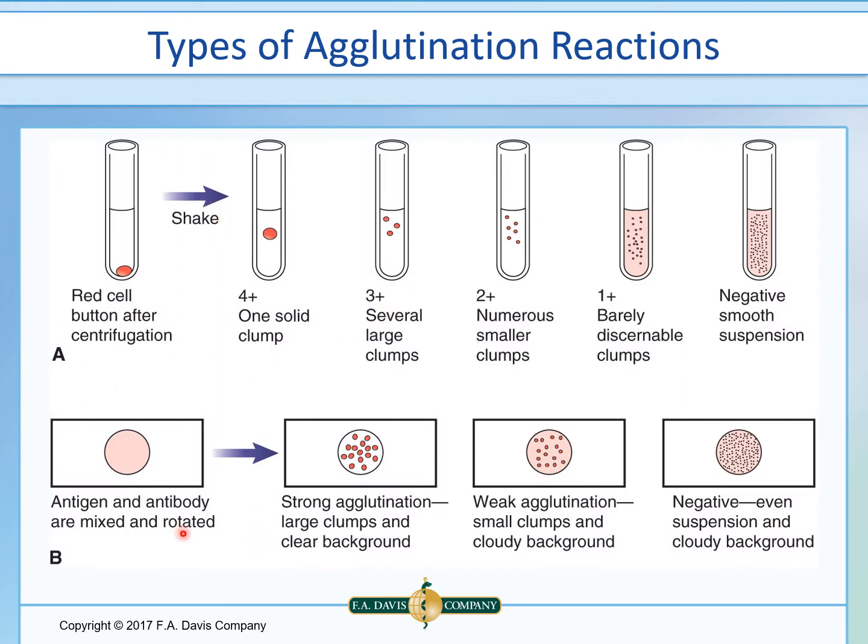Figures A and B on the slide depict hemagglutination reactions and how grading of the agglutination reactions is done. In figure A, it's a tube method. If the tubes are centrifuged and shaken to suspend the button, reactions can be graded from negative to 4+, depending on the size of the clumps observed in the tube. Alternately, a rapid slide method could be used, in which a negative has an even suspension with a cloudy background, to a strong agglutination reaction in which large clumps and a clear background are observed.